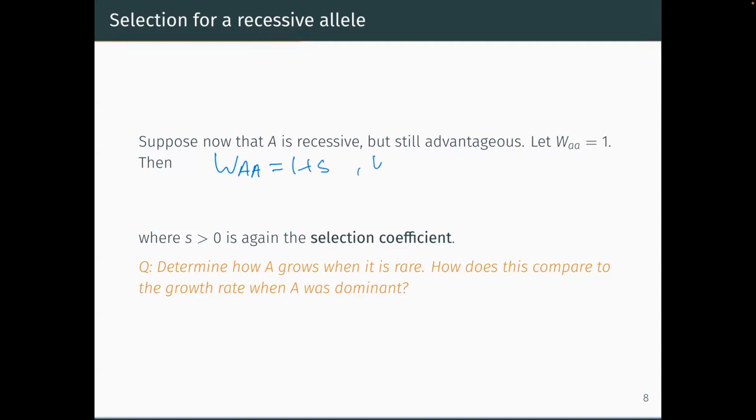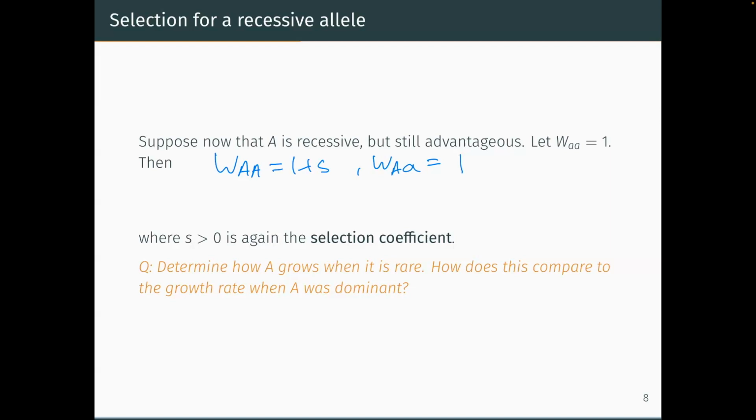What's going to be the fitness of our heterozygote now? 1. Why is it going to be 1? Because it's the same as the little allele. Yeah, exactly. Because big A is recessive. Okay.